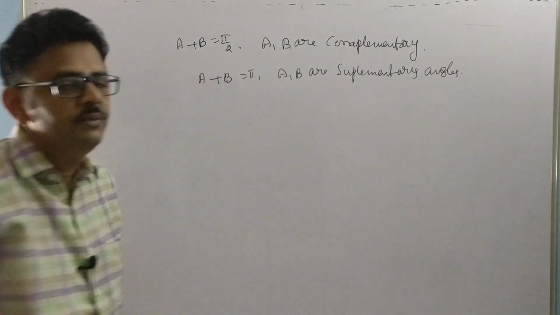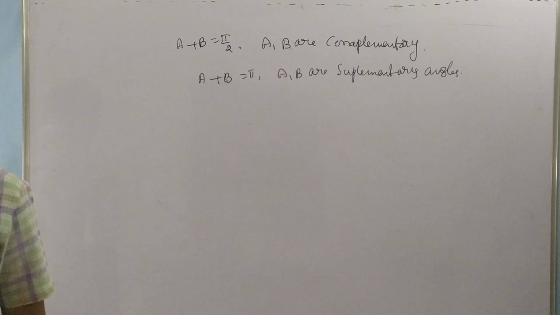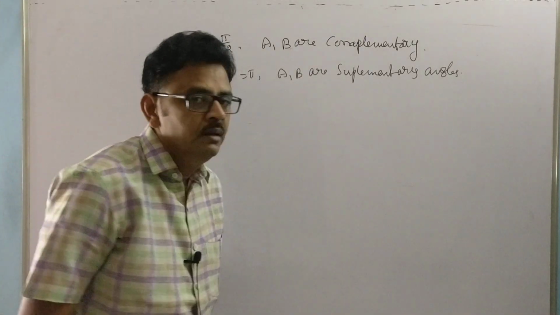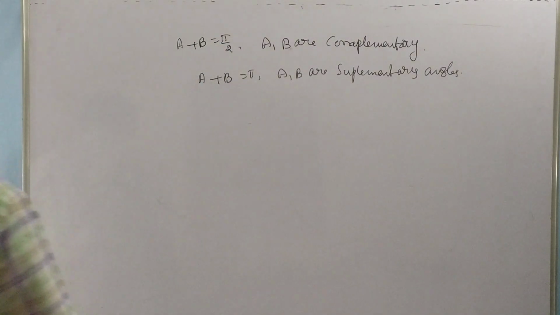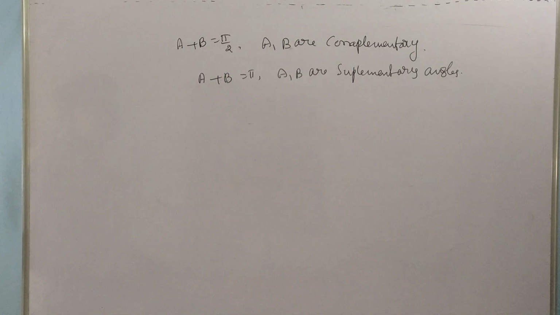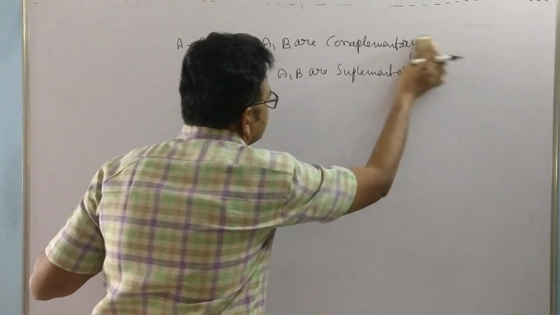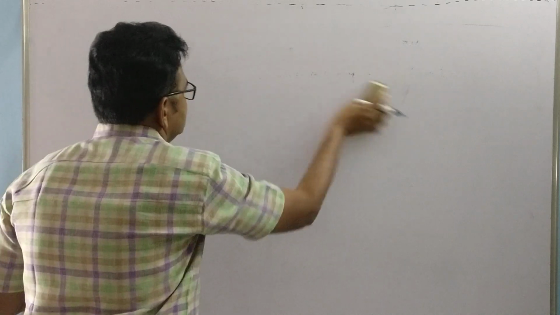Okay, if the sum of two angles is 90 degrees, then the angles are called complementary angles. If the sum of two angles is 180 degrees, then they are called supplementary angles. A plus B equal to pi by 2, complementary angles. A plus B equal to 180 degrees, supplementary angles.